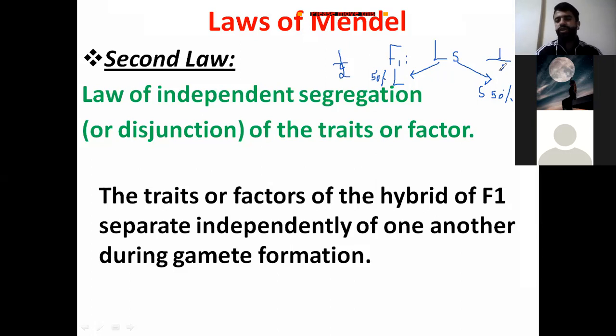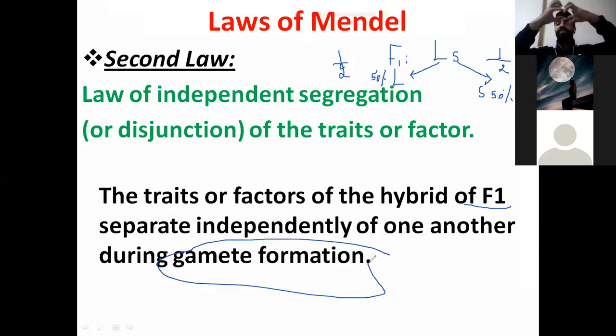If you want to work in proportion, 50% is 1/2. So here we have segregation of the traits or the factors. The traits of the hybrid of F1, thank you Amir, are separated independently of one another during the formation of the gametes. Here LS we have separation. L will give 50%, S will give 50%. This is called the law of independent segregation or disjunction. Separation or disjunction means that they are separated from each other. This is the second law.